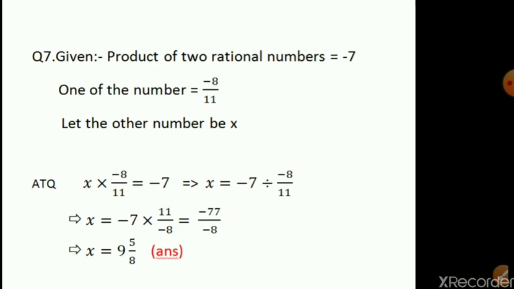So let the other number be x. So the equation formed will be x cross minus 8 by 11 is equal to minus 7. So x is equal to minus 7 divided by minus 8 by 11. So division will change to multiplication, and minus 8 by 11 will become its multiplicative inverse, that is 11 by minus 8. So we are getting the value of x as minus 77 by minus 8. The negative sign will get cancelled, and we will write this improper fraction as a mixed fraction, that is 9 5 by 8.